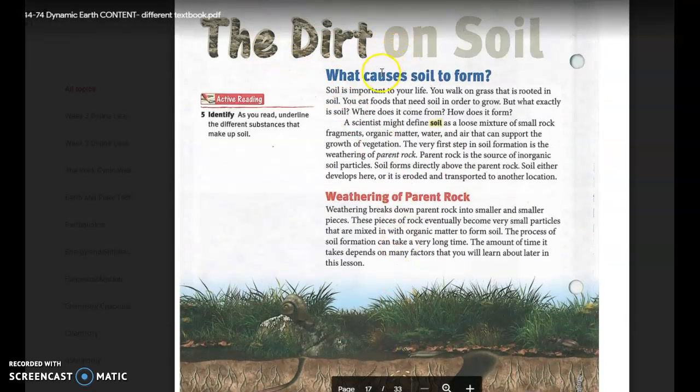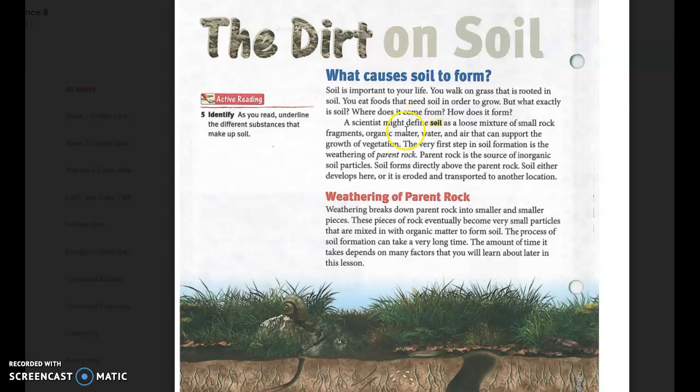So it says the dirt on soil. What causes soil to form? Soil is important to your life. You walk on grass that is rooted in soil. You eat foods that need soil in order to grow. But what exactly is soil? Where does it come from? How does it form? A scientist might define soil as a loose mixture of small rock fragments, organic matter, water, and air that can support the growth of vegetation.